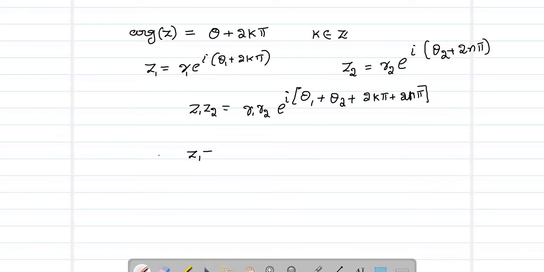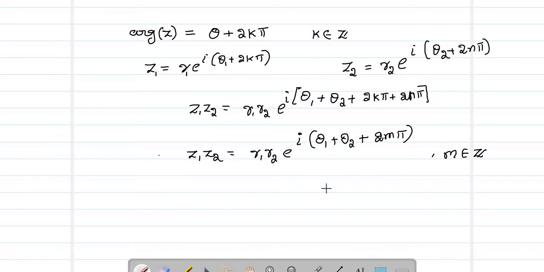So now finally I can write z1 times z2, which is nothing but r1 times r2 into e power i times theta 1 plus theta 2 plus 2m pi, where this m belongs to integers. You can assume that m is k plus n. Since it is an arbitrary integer, you can directly write 2m pi. So therefore, now you can see the argument of z1 times z2.